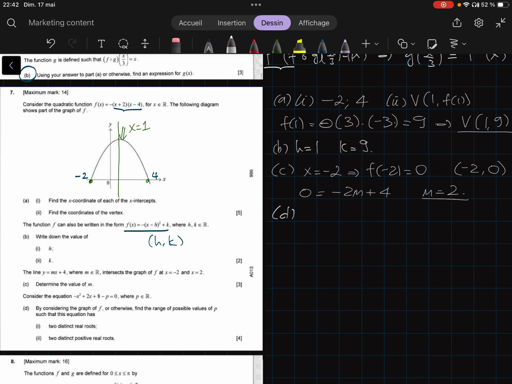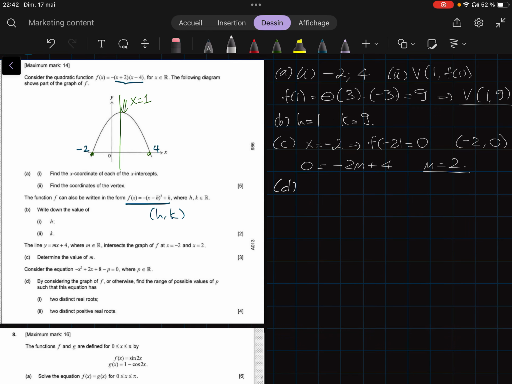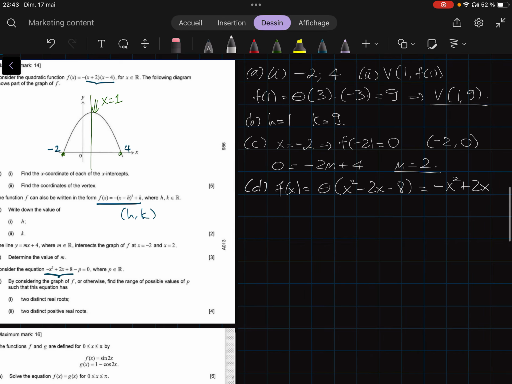Part D. By considering the graph of f or otherwise. Okay. Find the range of possible values of p such that... Now, first off, who is this guy? Well, let's see what we get when expanding f of x. Multiplying the two factors, that would give us -x² plus 2x plus 8. Voila! So, this entire equation that you're given is actually f of x is equal to p. P is a constant.